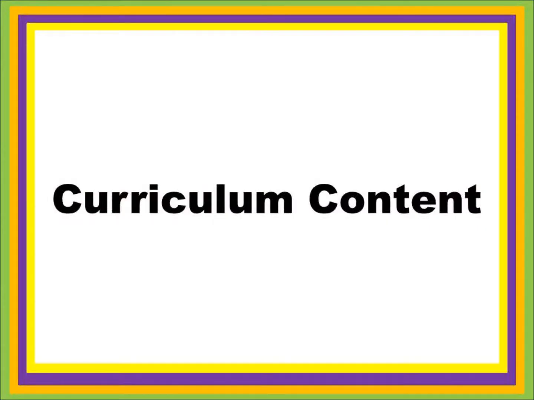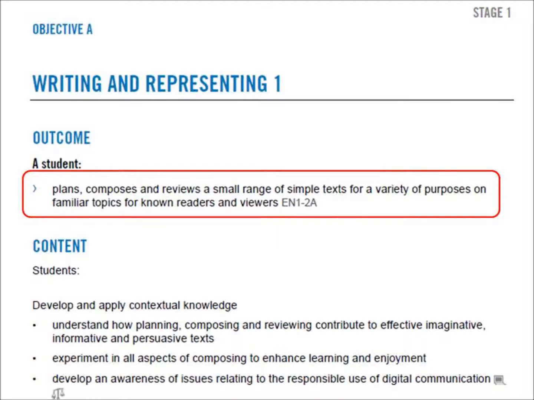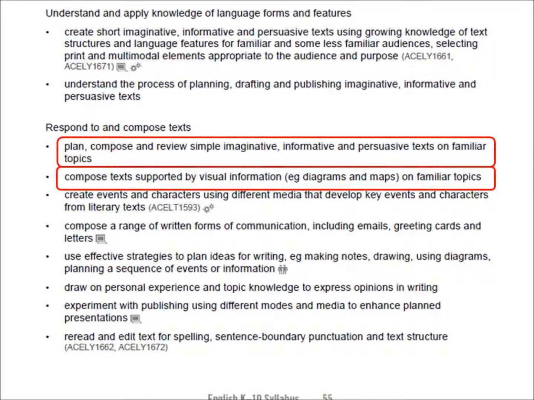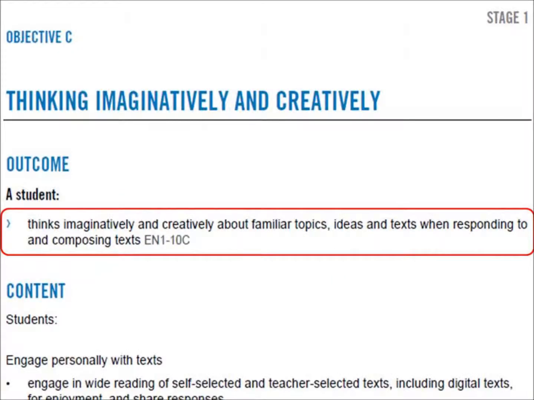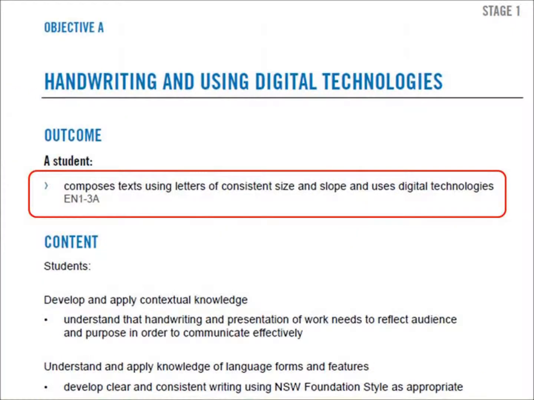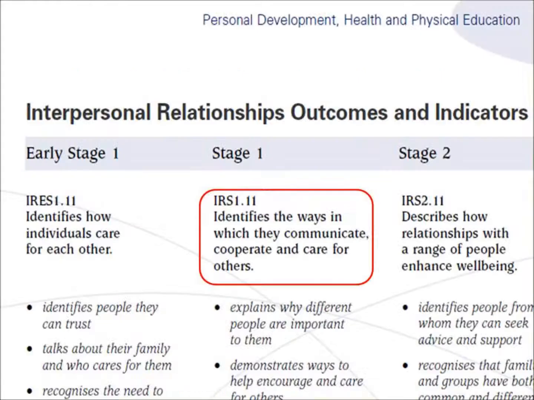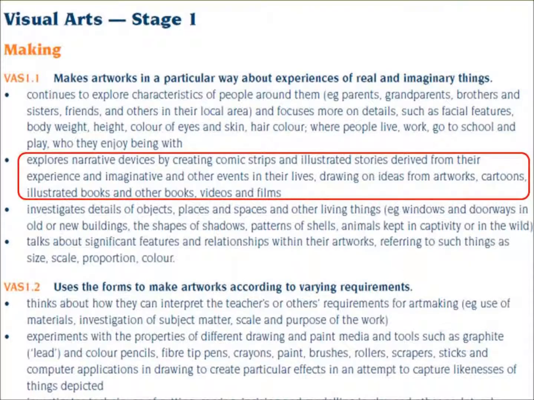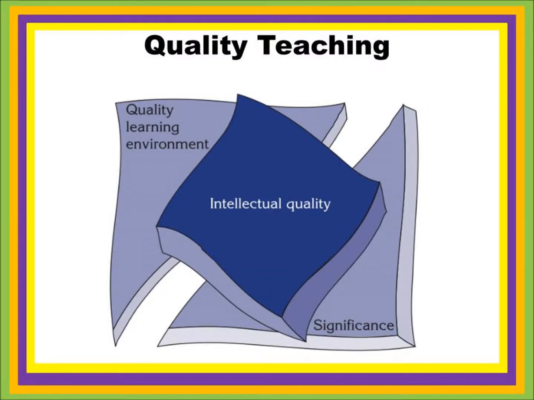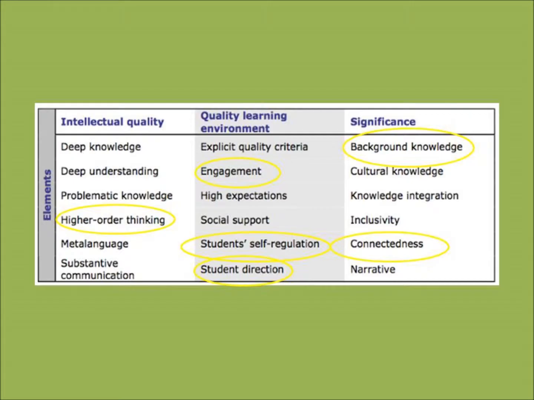The artifact can be used in a Stage 1 English lesson, which involves students planning, composing, and reviewing a simple imaginary text, which is supported by visual text such as the characters and setting. It involves students thinking imaginatively and creatively about a familiar topic, relationships, and composing a text using a digital form. Other curriculum links include PDHPE, where students explore interpersonal relationships, and creative arts, where students make artworks using their own experiences. The quality teaching model is a framework for pedagogy in Australian schools which should be applied to all areas of the curriculum to ensure quality teaching and learning for students.